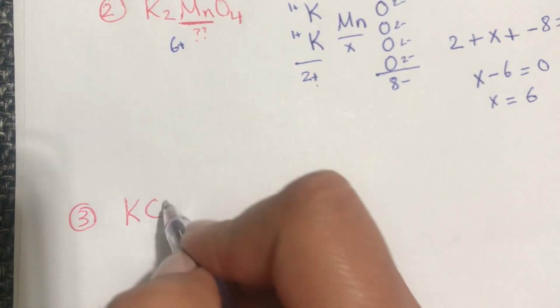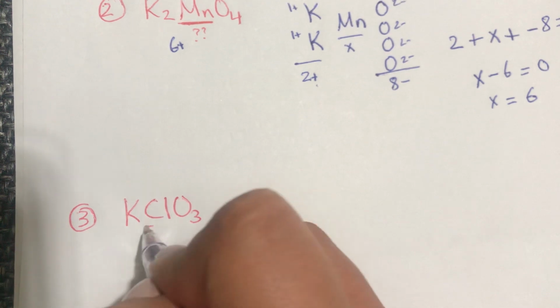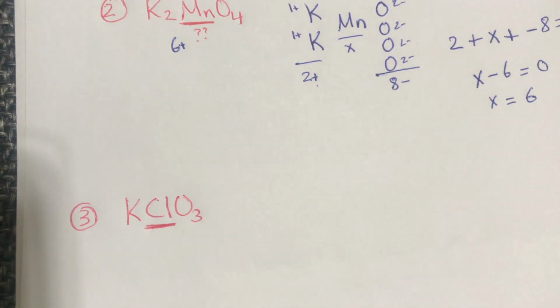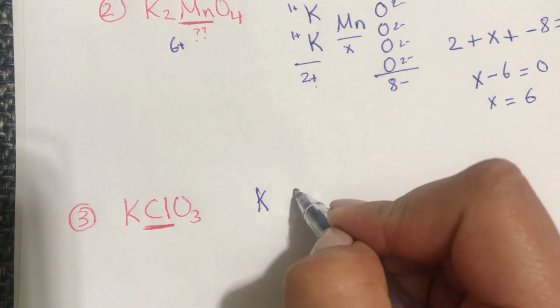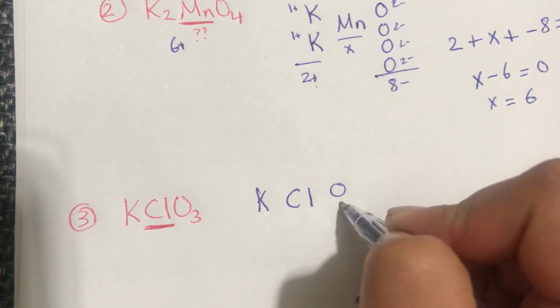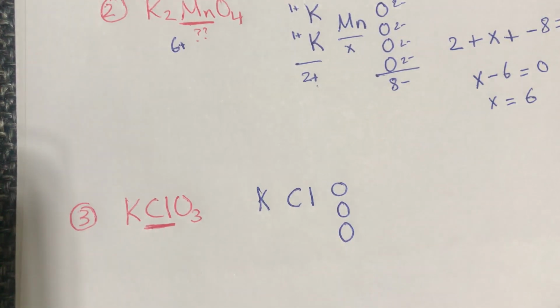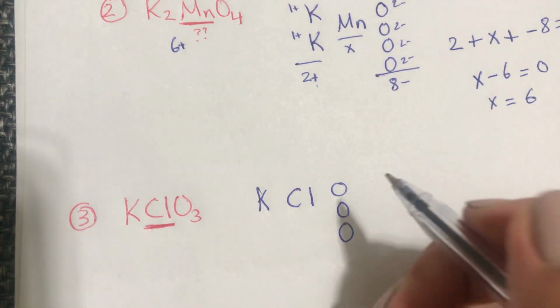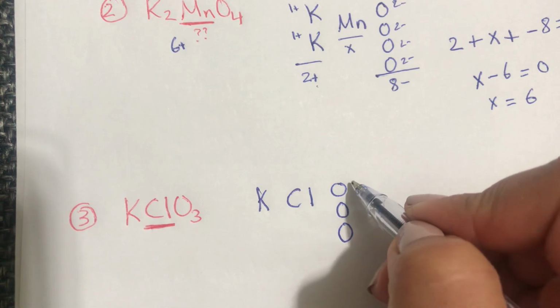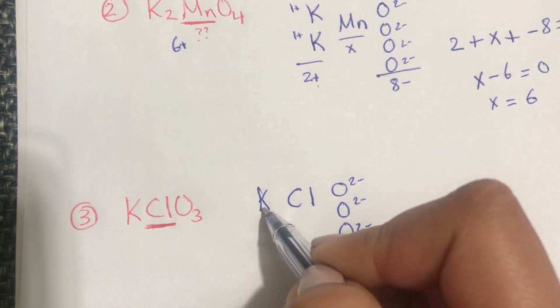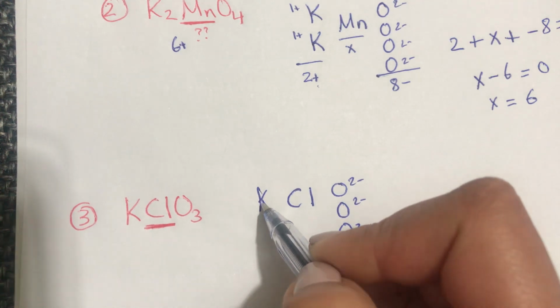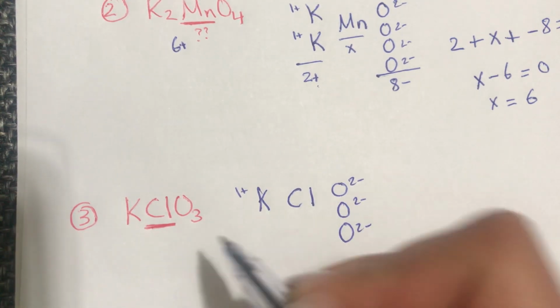Potassium chlorate. What is the oxidation number of Cl? So here you have 1 potassium atom, 1 chlorine, and 3 oxygen atoms. The oxidation number for oxygen is negative 2, and potassium is in group 1 in the periodic table, so positive 1.